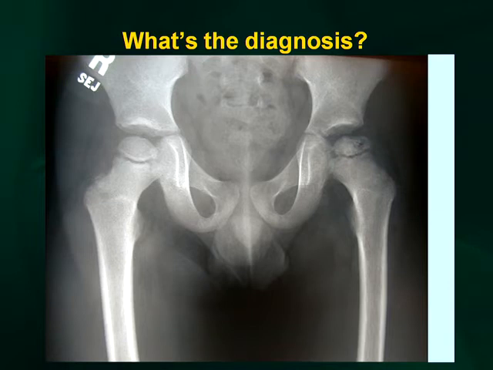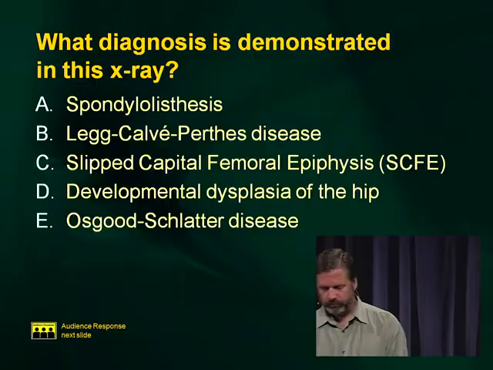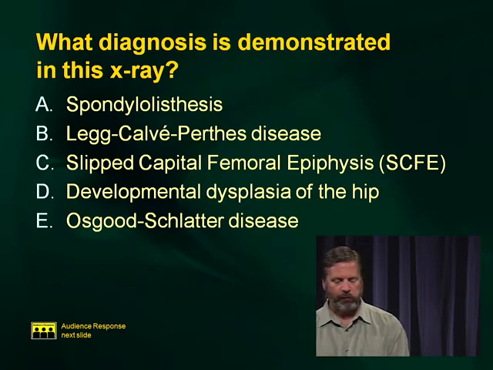So take a careful look at that picture, and think about the diagnosis. So what diagnosis is demonstrated in this X-ray? Is it A, spondylolisthesis? Is it B, Legg-Calvé-Perthes disease? Is it C, SCFE, or slipped capital femoral epiphysis? Is it D, developmental dysplasia of the hip? Or is it E, Osgood-Schlatter disease?